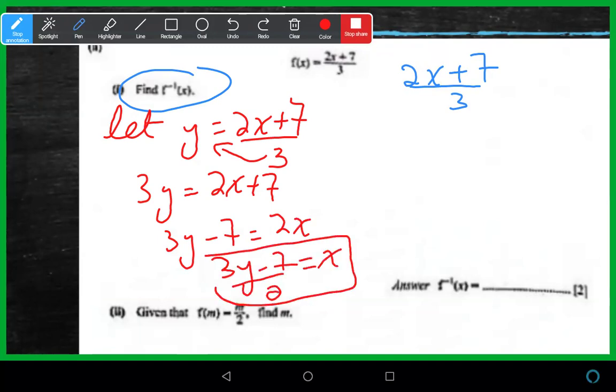Now you have to write the answer here. So you have to write (3x minus 7) divided by 2. So you will get 2 marks for that question. And remember, replace y by x. It's a very important step. So you will get 2 marks for this question.